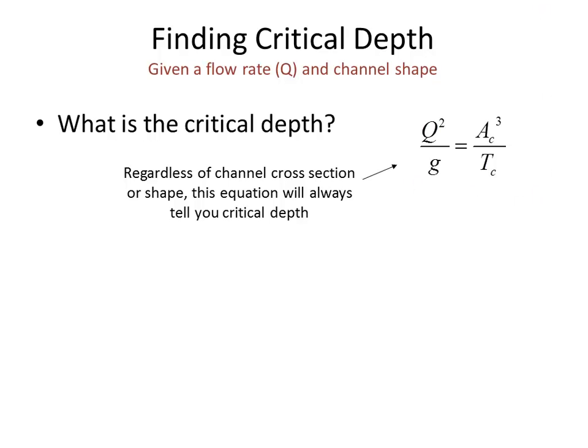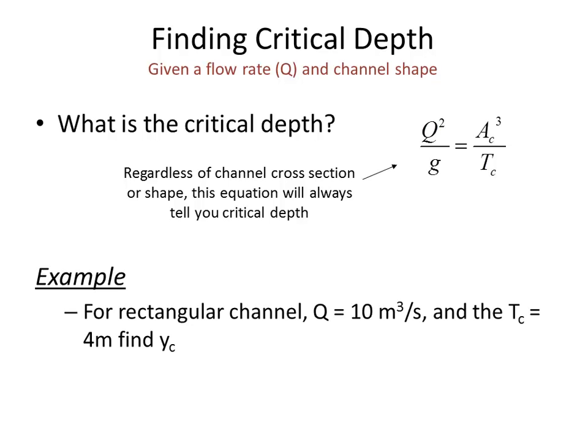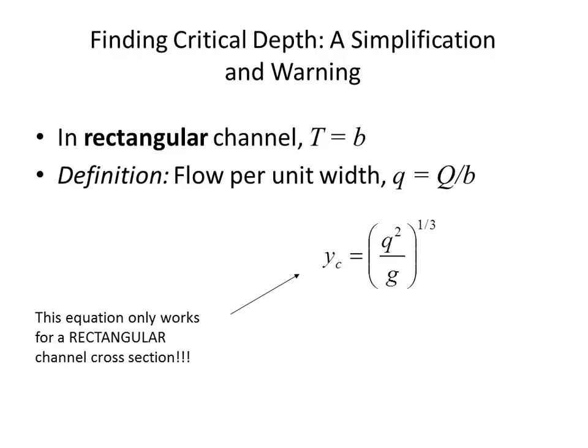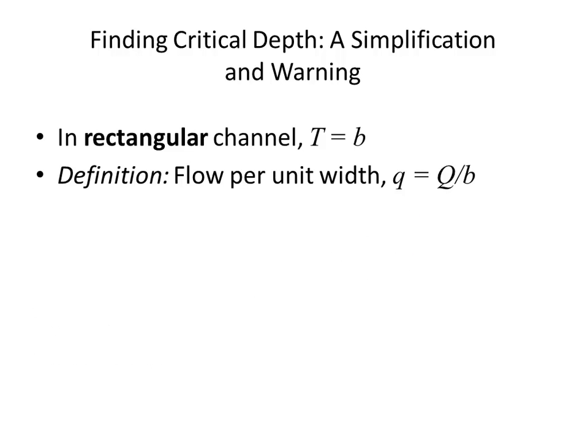Now there's a simplification that I almost hesitate to even show because students continually misapply it, but here's the shortcut anyway. If you've got a rectangular cross-section, the critical depth can be found with something called the flow per unit width. If you divide the total flow rate by the bottom width, you get the flow per unit width. Then finding the critical depth is just the flow per unit width squared divided by g, to the 1/3 power. So that's the shortcut, the simplification.